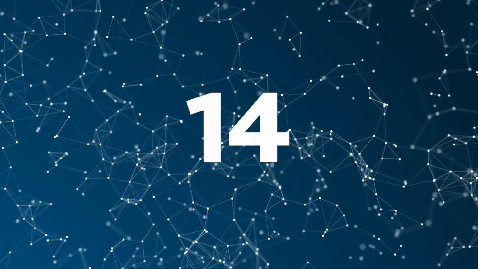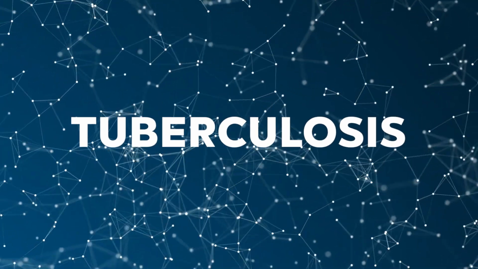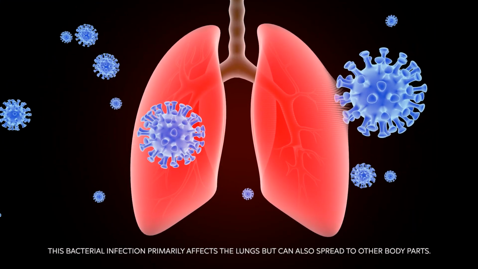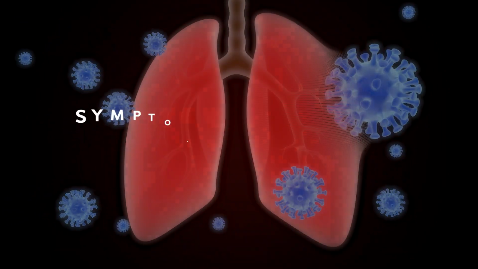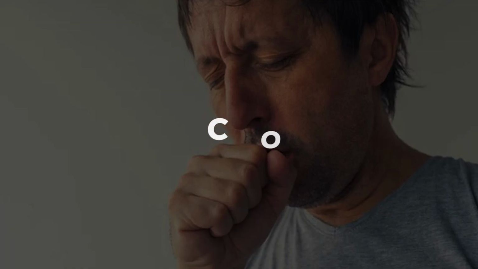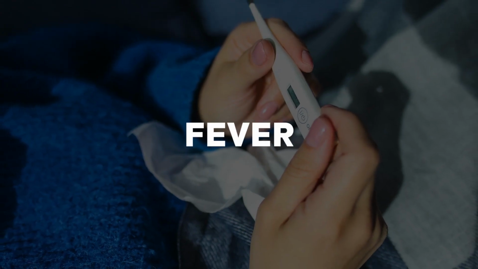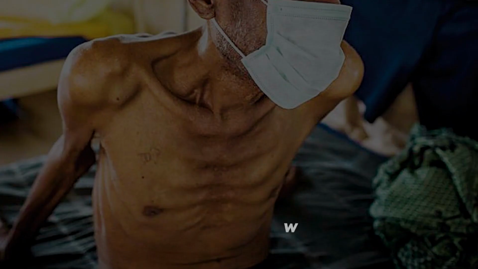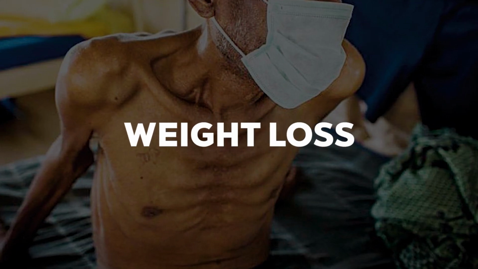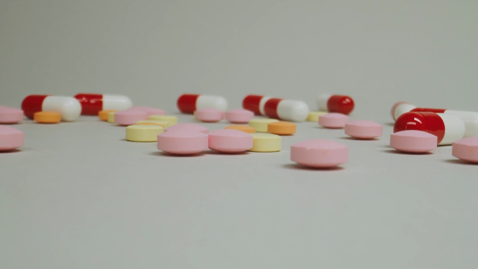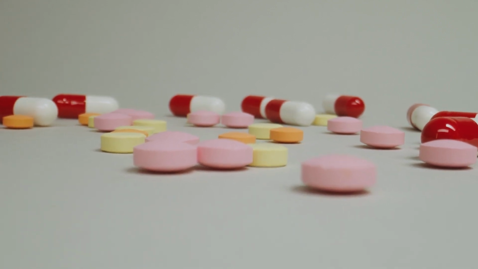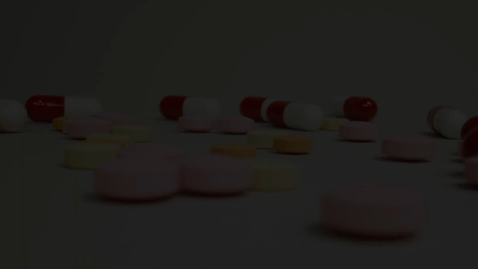At number 14, we have tuberculosis. This bacterial infection primarily affects the lungs but can also spread to other body parts. Symptoms of tuberculosis can include cough, fever, night sweats, and weight loss. In some cases, tuberculosis can be latent, meaning the person has no symptoms and the bacteria are inactive. Treatment for tuberculosis involves a combination of antibiotics over a period of several months.